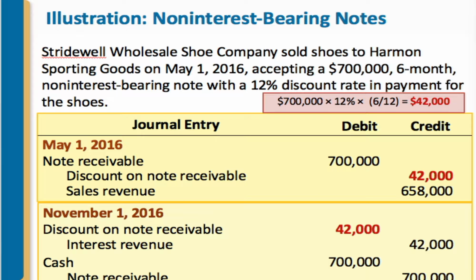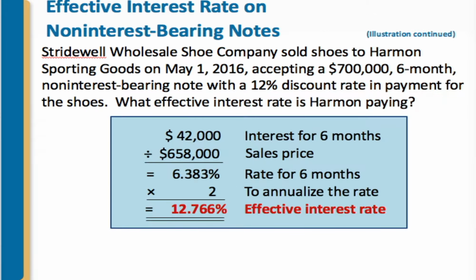For example, consider a 6-month, $700,000 non-interest-bearing note with a 12% discount rate. In this case, $42,000, which is $700,000 times 12% times 1/2 of a year, interest would be discounted at the outset rather than explicitly stated. We can see that Harmon is really paying $658,000 for the shoes and $42,000 of interest to compensate Stridewell for having a receivable outstanding for 6 entire months.